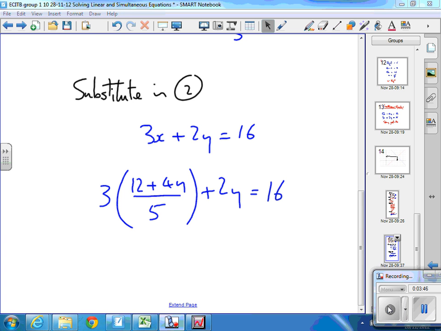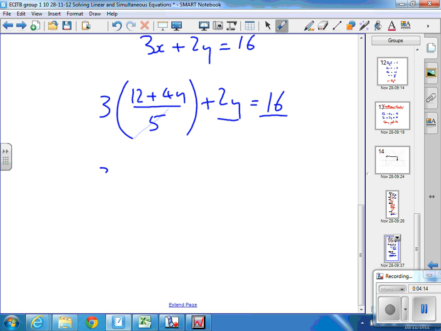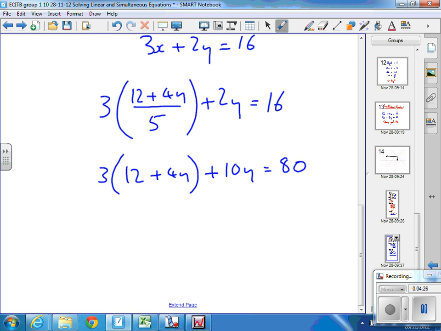So to solve this, I'm going to use some of the tricks I've used already for solving equations. First of all, if I've got a division by 5 in there, if I multiply every term by 5, I'll get rid of that divide by 5 underneath. So I'm going to multiply every term by 5. If I multiply this by 5, it gets rid of that divide by 5, but I've got to times this term and this term by 5. So I get 3 times 12 plus 4y, plus 10y, equals 5 16s are 80. So I multiplied every term by 5 to get rid of that 5 in the first term.